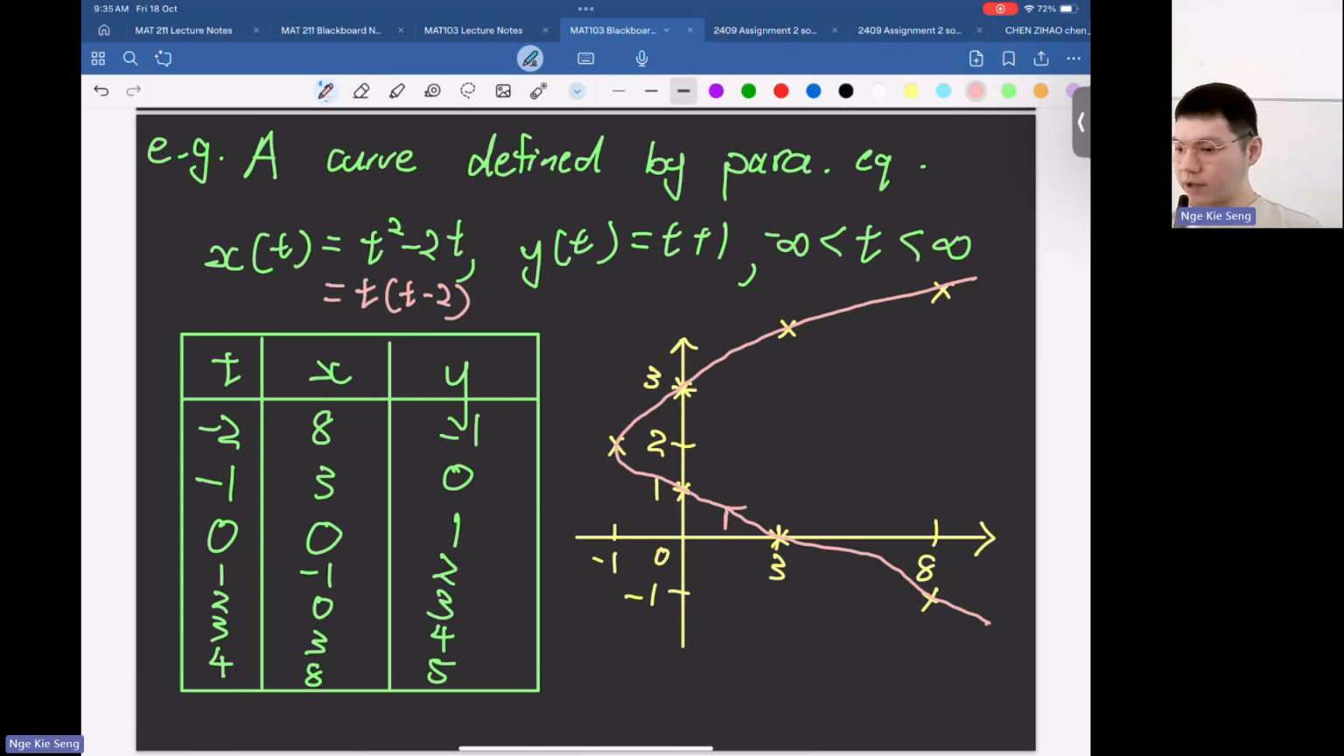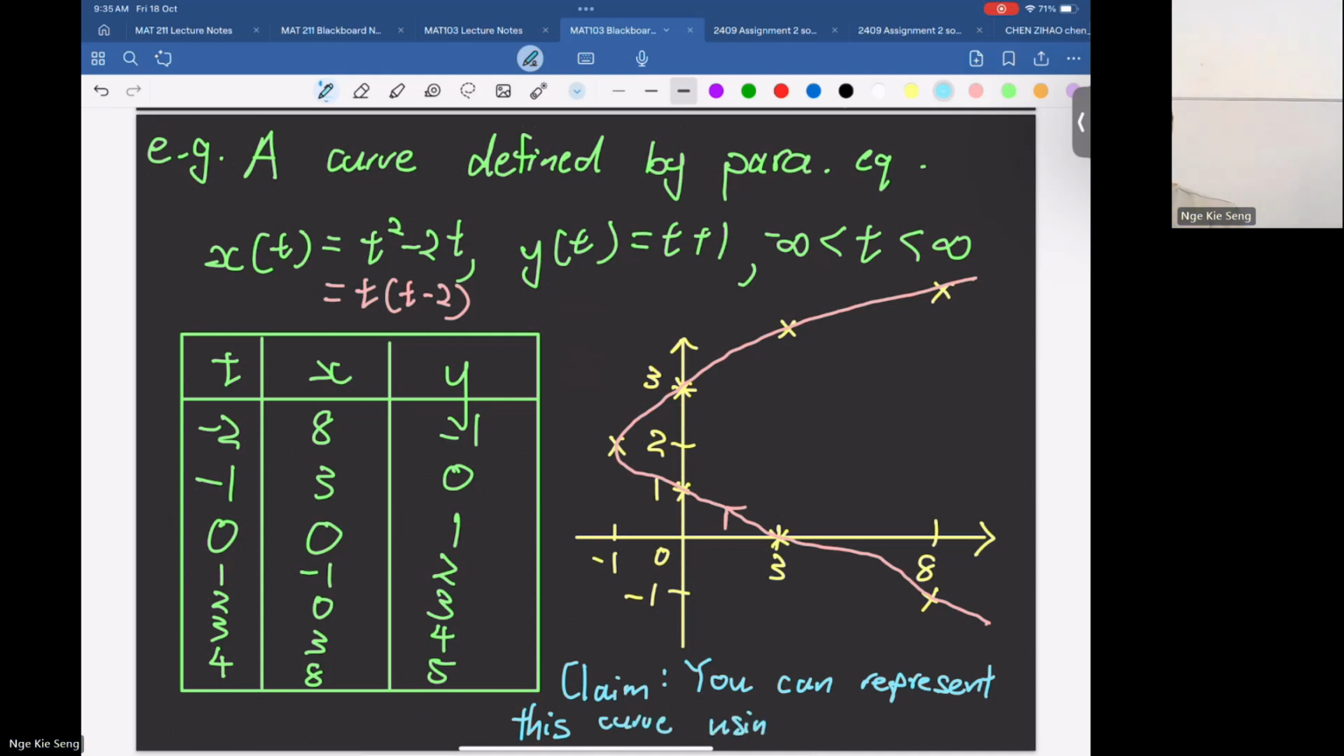Right, so actually there's another way to represent this curve. Do you know how to do it? So let me claim here, you can represent this curve using x equals y squared minus 4y minus 3. When you see this, do you think I'm lying to you? How come you can write it as a function? Just now you said you cannot.